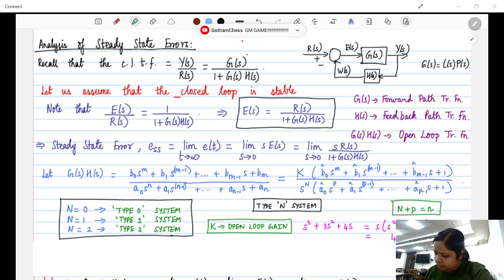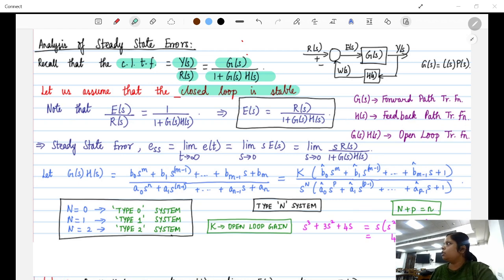So what happens here is, you see the closed loop transfer function you already know is given by Y(s) upon R(s) is equal to G(s) upon 1 plus G(s)H(s). It is well known for a negative feedback system. Now let us assume that the closed loop is stable, and then if we try to find out the ratio between the steady state error and the reference input, then we get E(s) upon R(s) to be equal to 1 upon 1 plus G(s)H(s). How do we get this?